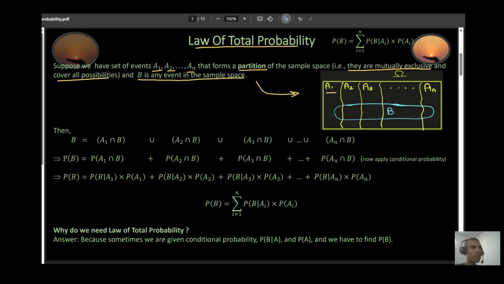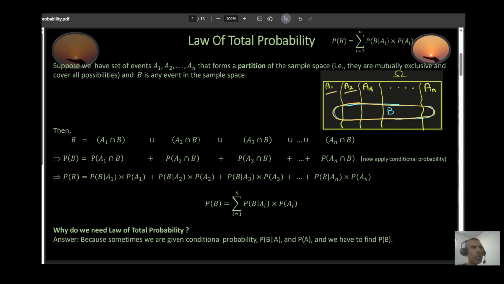My A1 is this one right here, my A2 is this one, and A3 is this one, all the way up to my An. All my A1, A2, A3 are disjoint subsets. And when I combine my A1 with A2 with A3 all the way to An, they give me my complete sample space. That's what the word partition means. Now, B is any event in your sample space. This B may or may not overlap with your A1, A2, A3, or An.